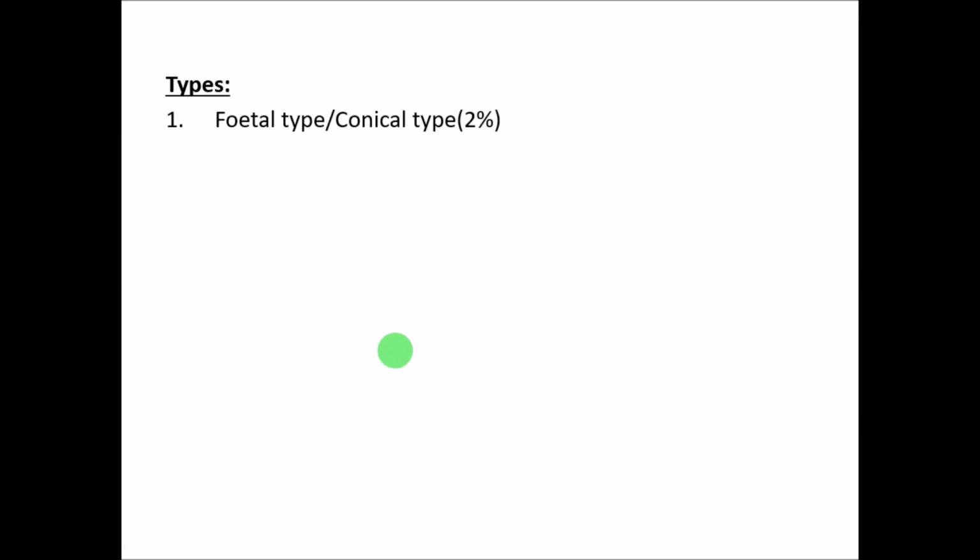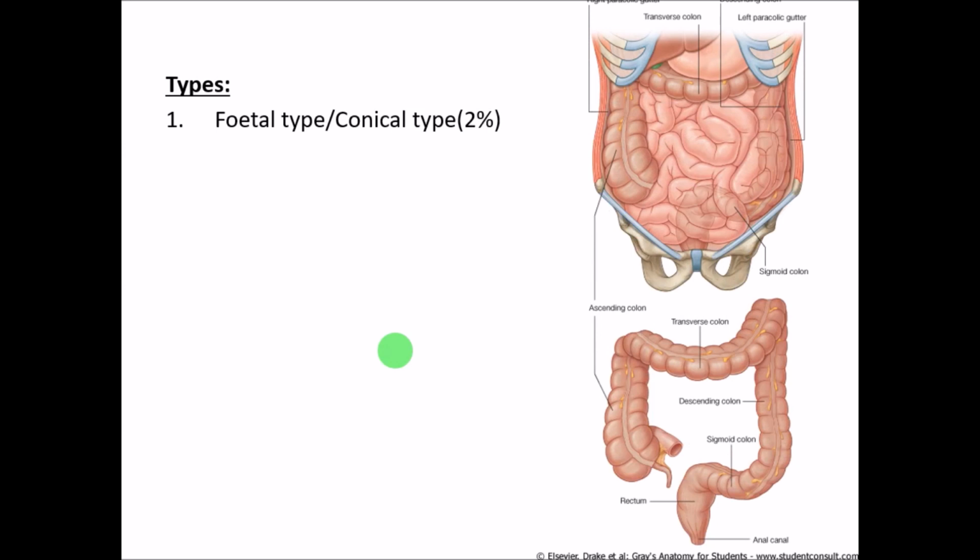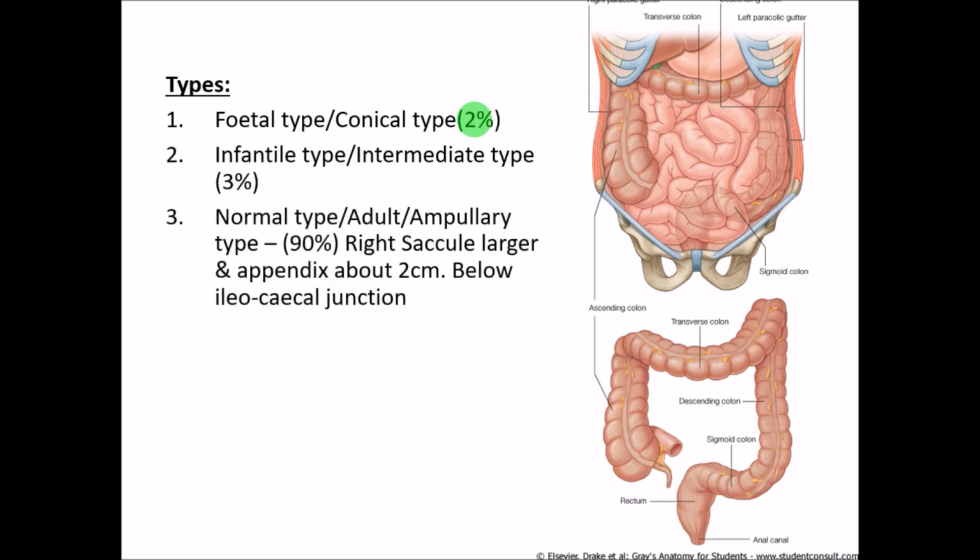There are different types. The first one is called the fetal type, also called the conical type. It looks like the cone of an ice cream, so that's why it is called conical. Sometimes instead of the usual shape it will be like a cone with the appendix coming from the center. This is present in almost 2% of the cases, where it is called the fetal or conical type, because it is still in the development of the cecum itself. The second type is called the infantile type or intermediate type, which is present in almost 3% of the cases.